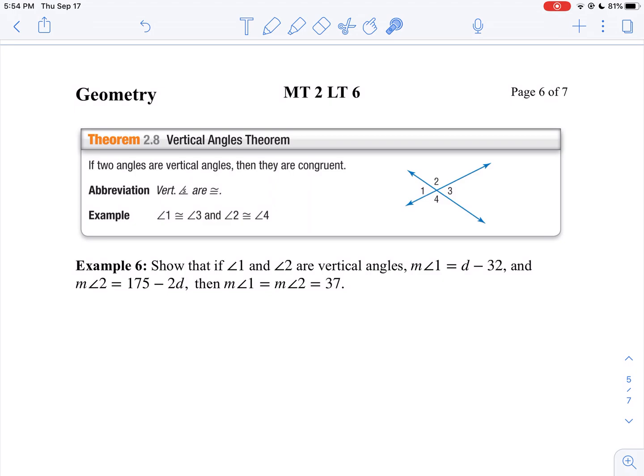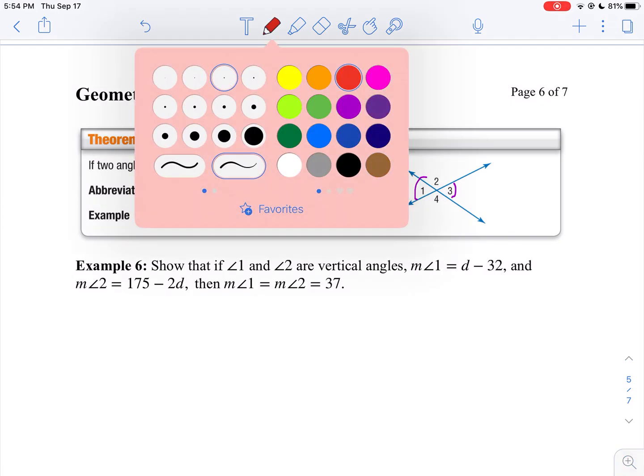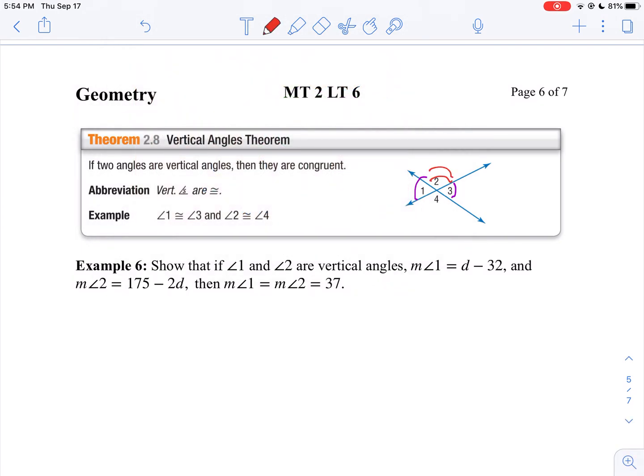We know if two lines intersect, then the vertical angles are congruent. So in this problem, we would know angle 1 and angle 3 are congruent, and angle 2 and angle 4 are congruent. We did that proof last chapter. We're just actually putting the theorem into use right now.